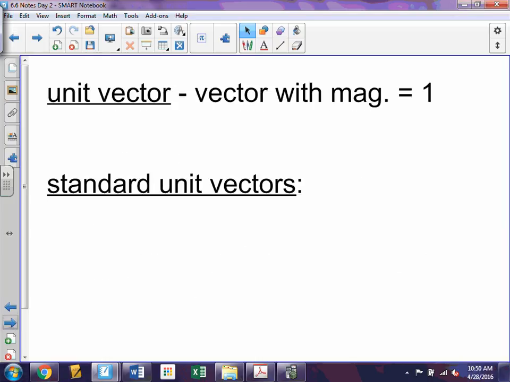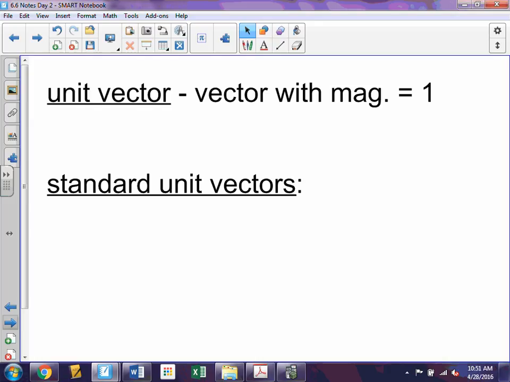Just like a unit circle has a radius of 1, a unit vector is a vector with a magnitude of 1. Which means what? What in the world is a magnitude? The length. So the length of this vector is 1. Now yesterday when we found magnitude, it was the square root of 29, which is a little bit more than 5. We're going to talk about how to scale that back to make it go in the same direction, but to make its magnitude 1.